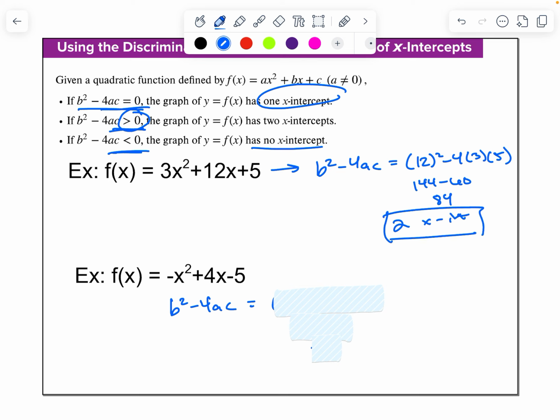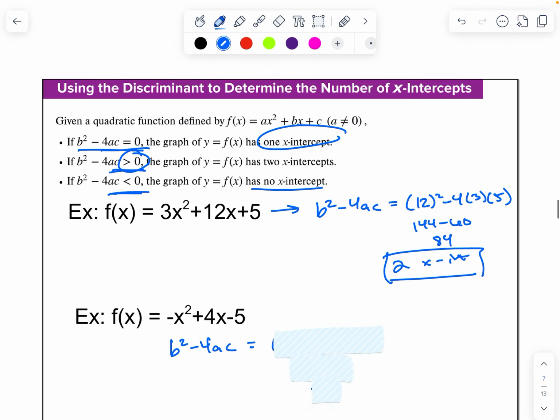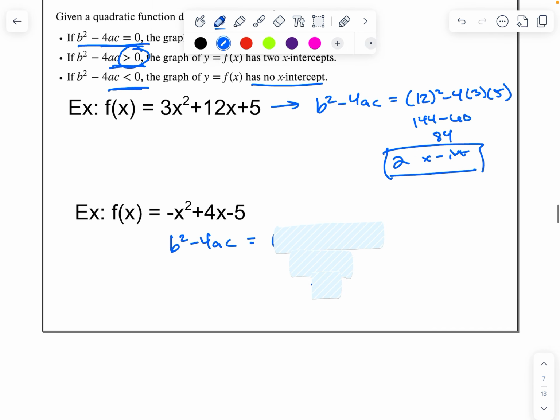On the second one, if we do b squared minus 4ac, that's our numbers. This is it simplified. We get negative 4, and that tells us we have no x-intercepts.